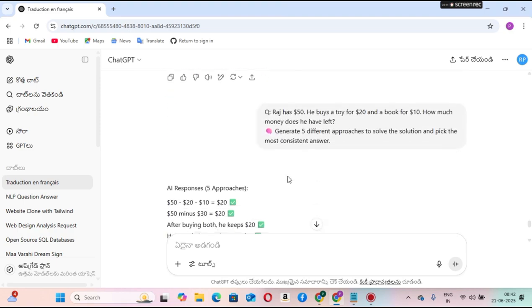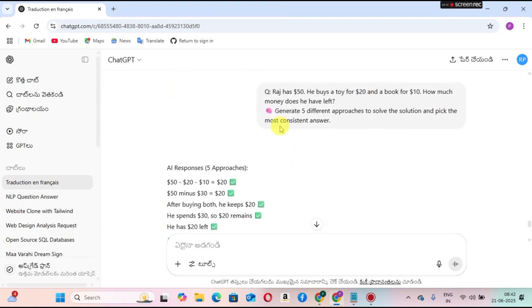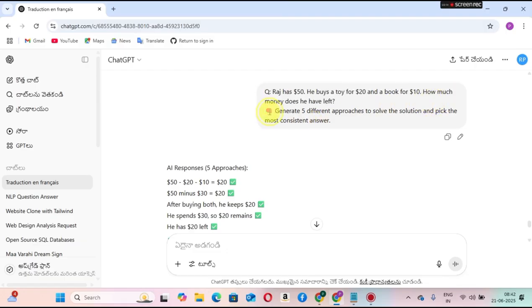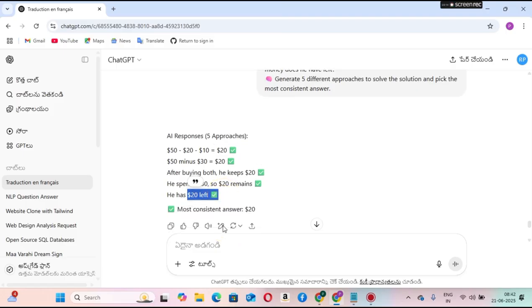Now let's see the second example, which is a money problem. Here is our prompt. Raj has $50. He buys a toy for $20 and a book for $10. How much money does he have left? Generate 5 different approaches to solve the solution and pick the most consistent answer. Here the AI responses are like $50 minus $20 minus $10 is equal to $20. $50 minus $30 is equal to $20. After buying both, he keeps $20. He spends $30, so $20 remains. He has $20 left. So in these 5 different approaches, the most consistent answer is $20.